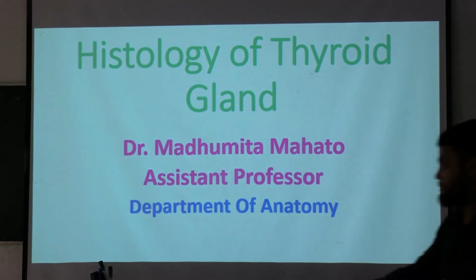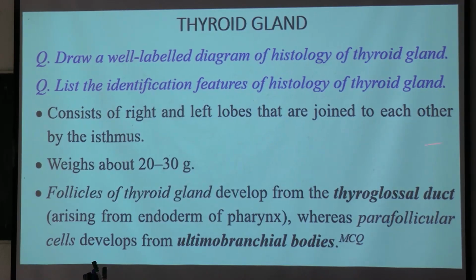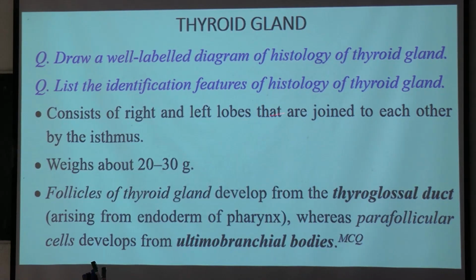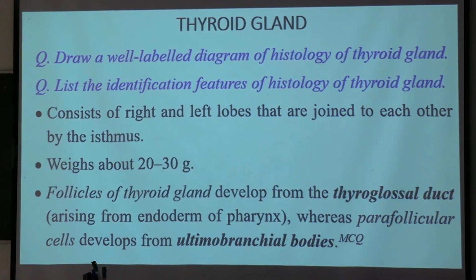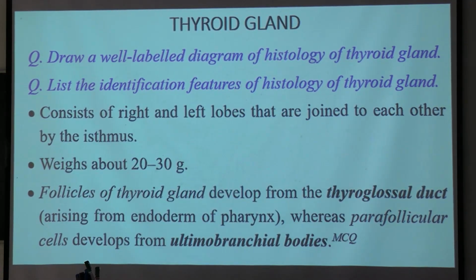Discuss the histology of thyroid gland. Okay, so thyroid gland, it consists of two lobes, right and left lobes. This is gross structure. First we are discussing the gross structure, then we will go to the microscopic.